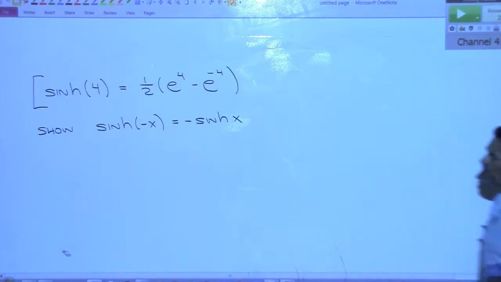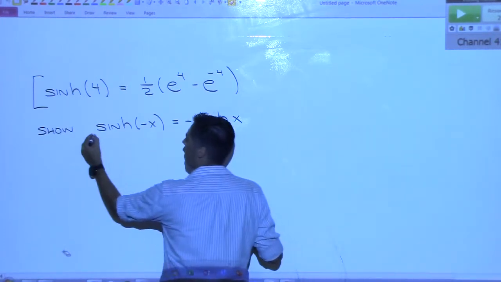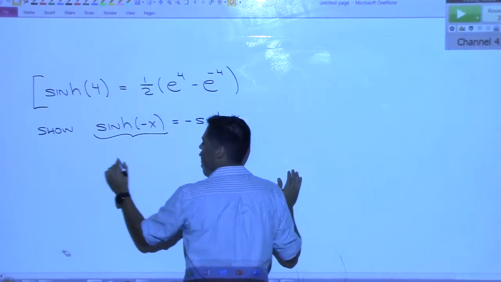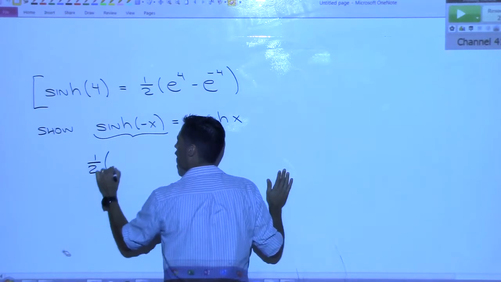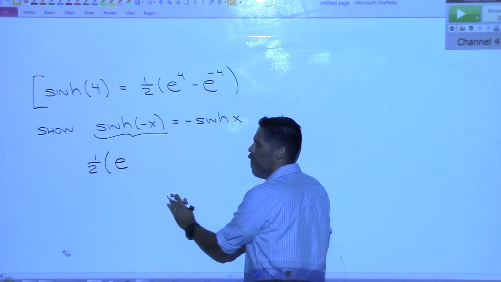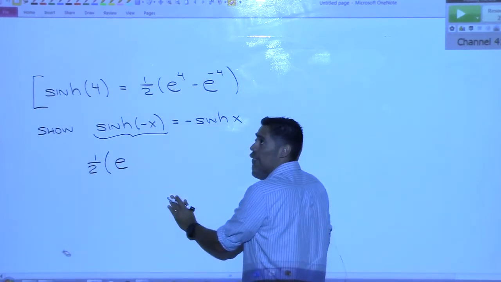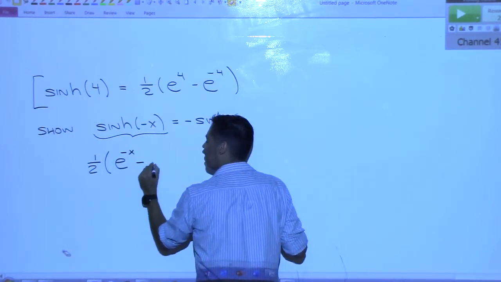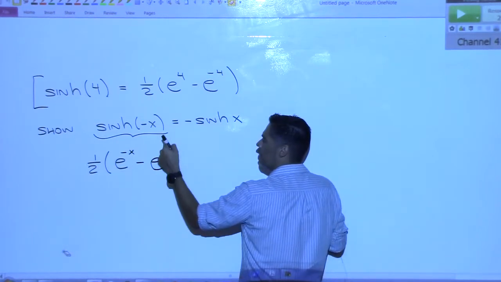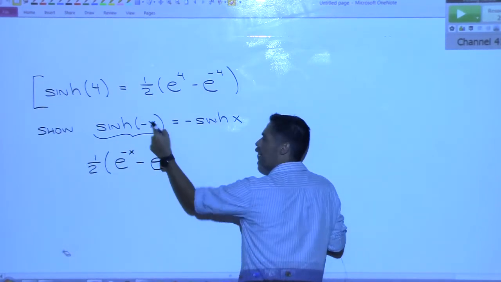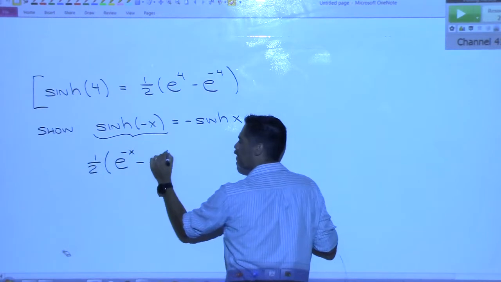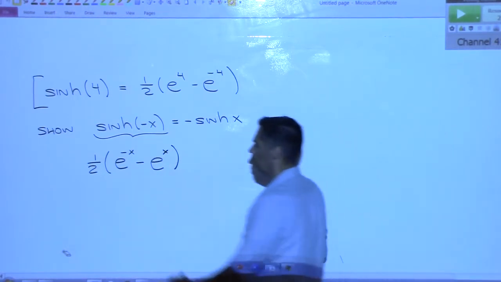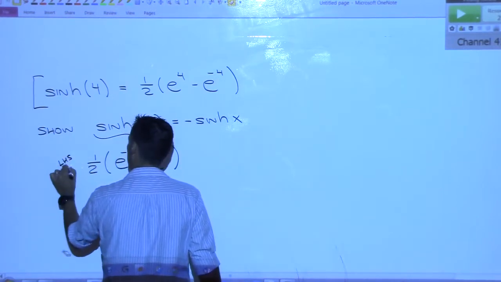So let's start over here. Let's rewrite this. What is this? By definition, this is 1/2 e to the what? The formula says e to the x, right? But we're plugging in negative x. So this is going to be e to the negative x, and then minus e to the, the formula is negative x, but we have negative going in, so negative negative x is positive x, like that, right? So that's the left-hand side.